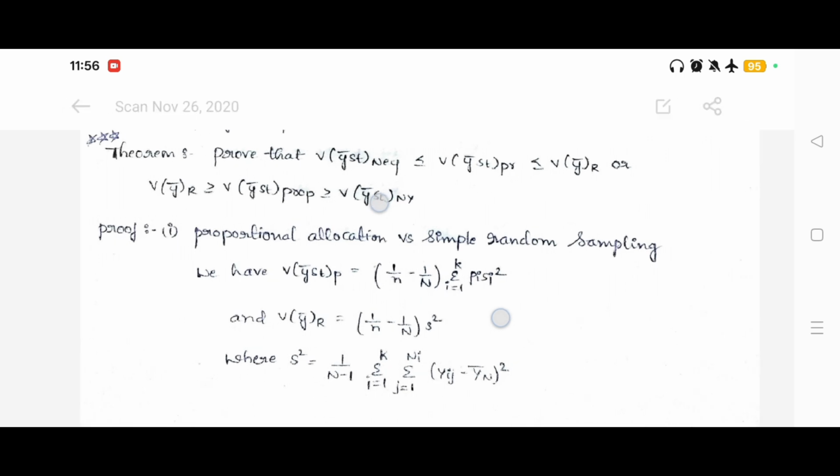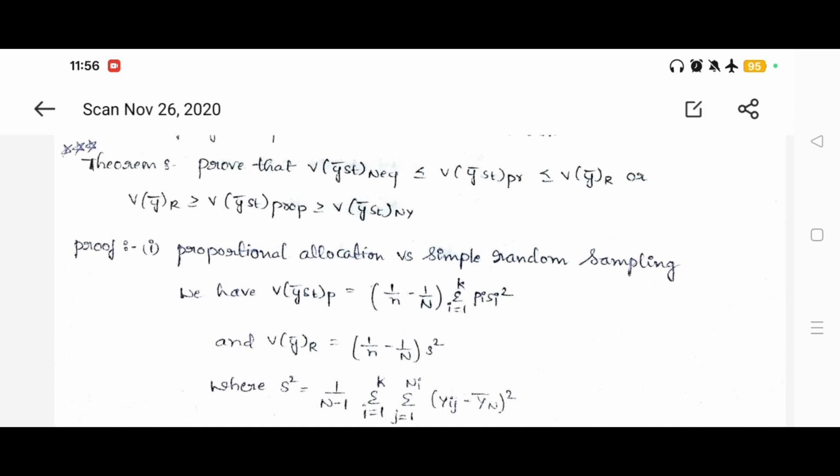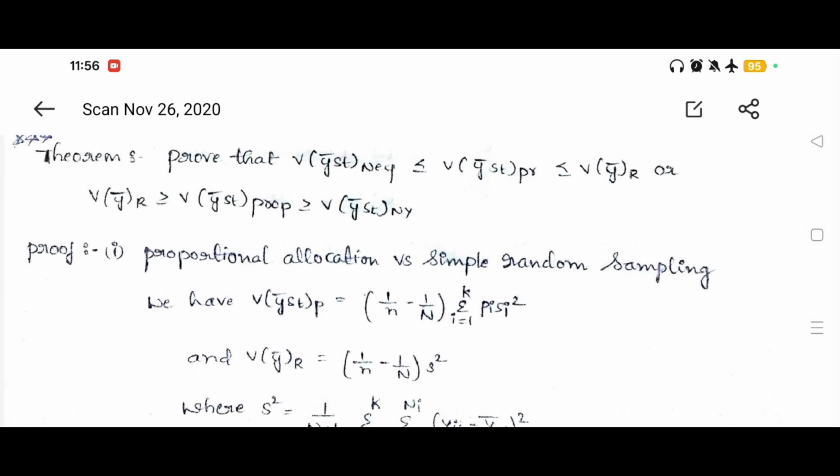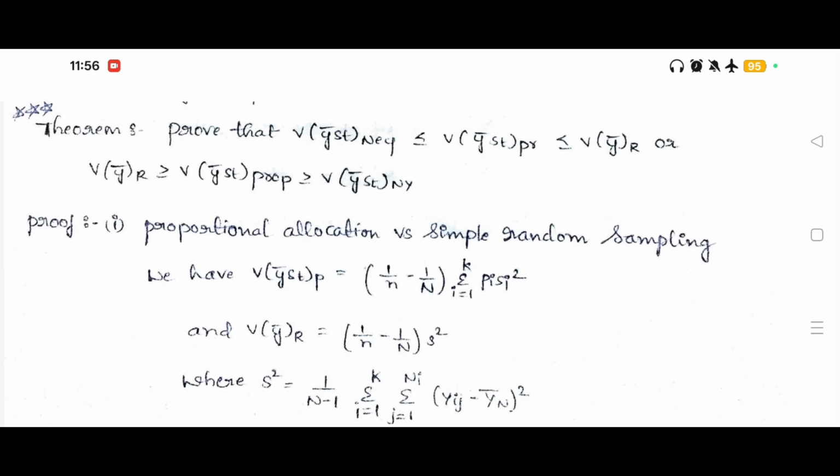Very important theorems. Prove that the variance of ȳ_st with Neyman allocation is always less than or equal to the variance of ȳ_st with proportional allocation, which is less than or equal to the variance of ȳ_R, that is, random sampling. So let's see the proof here.